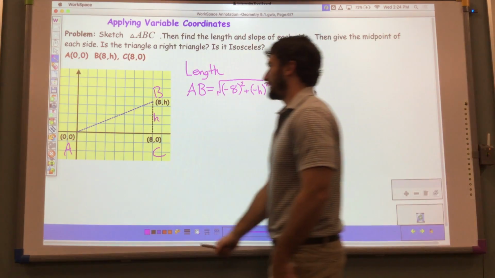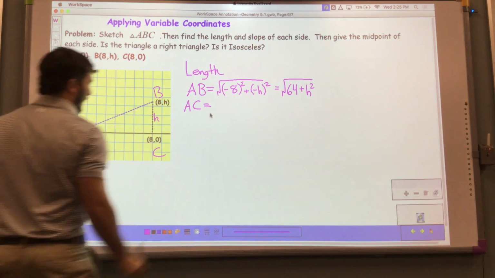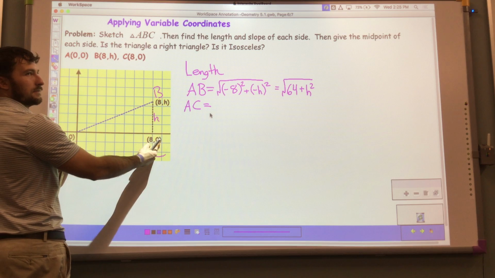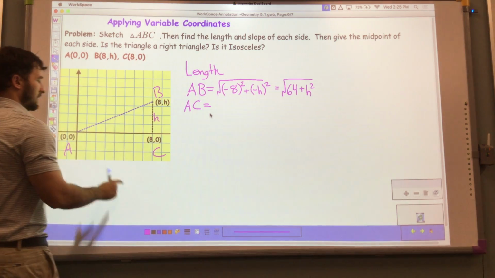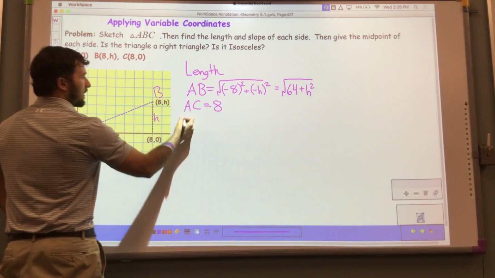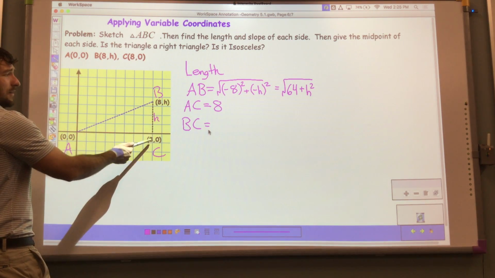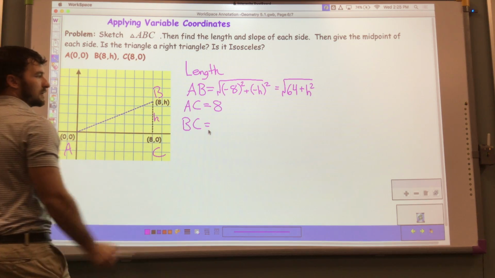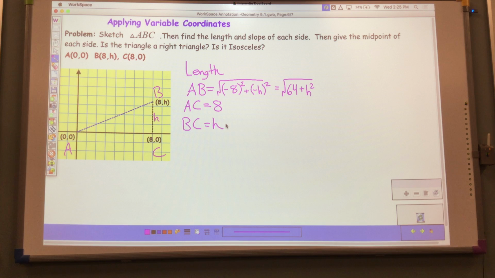The other lengths are pretty easy to find. We have AC. Well, 0 to 0 is how far? 0. And then we have 0 to 8. Clearly, this is 8 apart. So AC has a length of 8. Then we have the length of BC. We go from 8, 0 to 8, h. So we went up h. So BC has a length of h. So that takes care of our lengths.